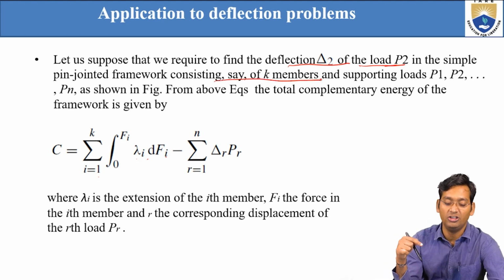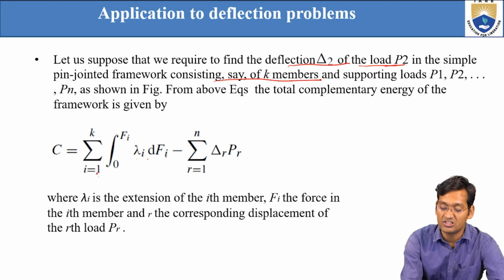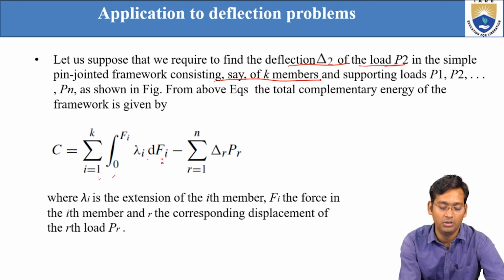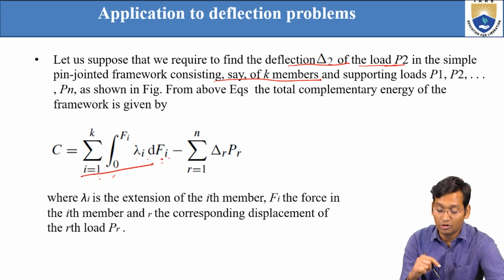So force acting on each member: for the first member, this will be 0 to F1, second member 0 to F2, third member 0 to F3, like that. Similarly, lambda is the displacement or deflection. So 0 to F1, lambda 1 dF1. For the second member 0 to F2, lambda 2 dF2. Third member 0 to F3, lambda 3 dF3. For the Kth member 0 to Fk, lambda K dFk. So this is because of the force.